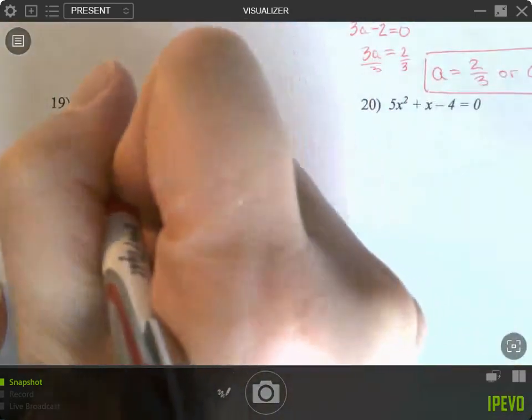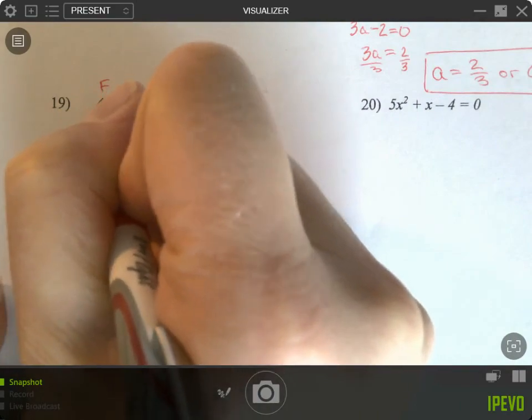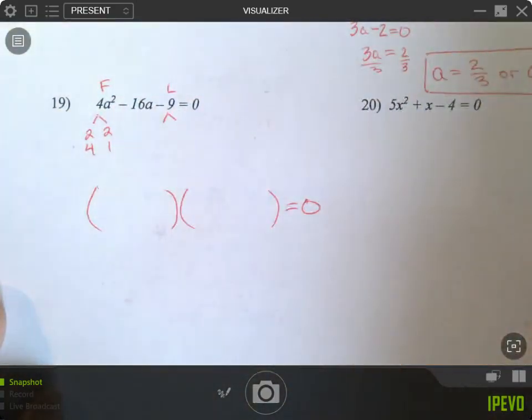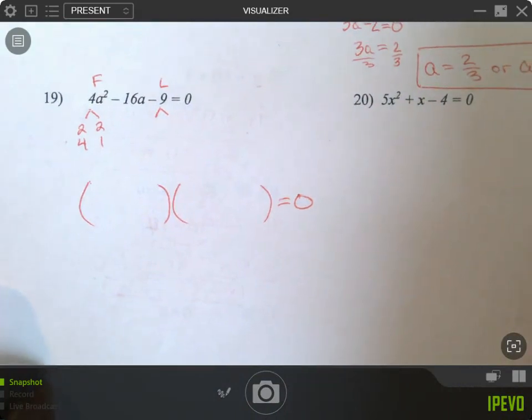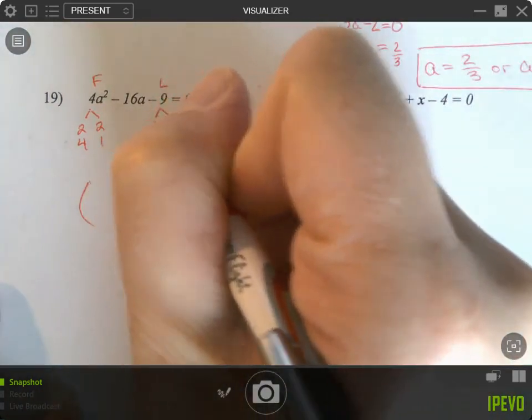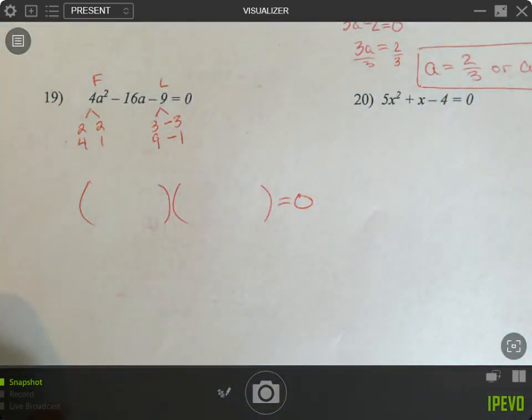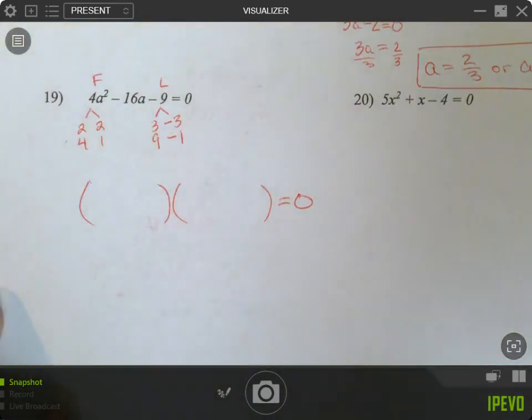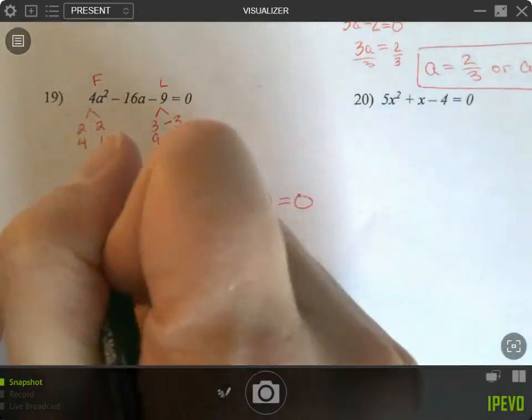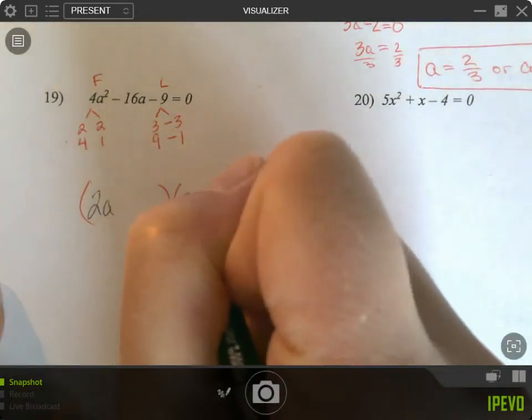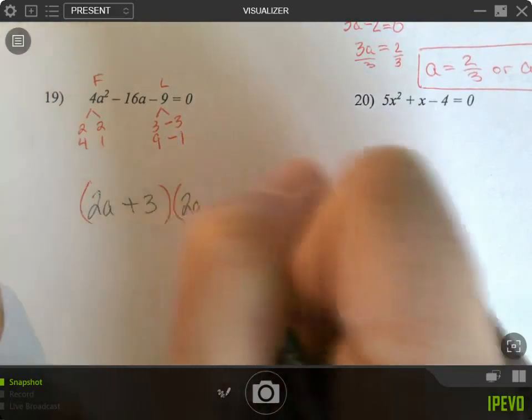What are my options for 4? 2 and 2? 4 and 1. What are my options for negative 9? But one of them has to be negative, right? Okay, what else can be negative 9? Yep. Now, remember, if I get the right number, wrong sign, I flip signs. So signs are the easy fix. All right, I'm going to try my double digits. So 2a and 2a and a positive 3 and a negative 3.